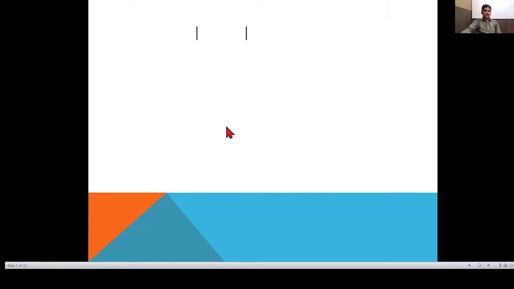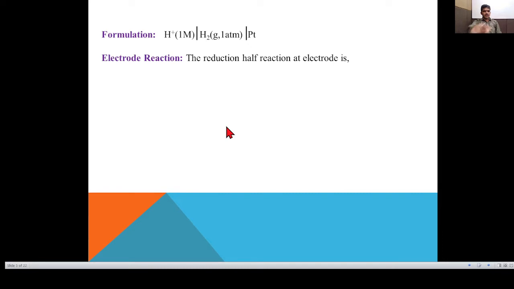Now, how to represent the SHE formulation? The platinum electrode is written, then hydrogen gas, an insoluble substance, at its interior position with its pressure of 1 atmosphere, a single vertical line, then its aqueous solution H+ 1 molar. According to the conventions, we can represent the cell formula according to the cell diagram.